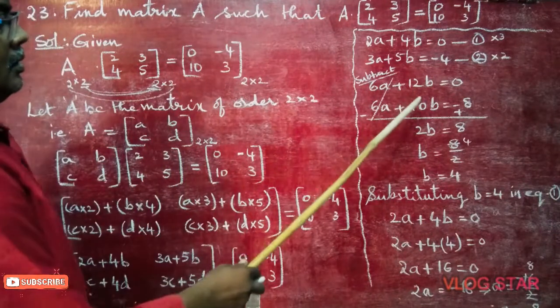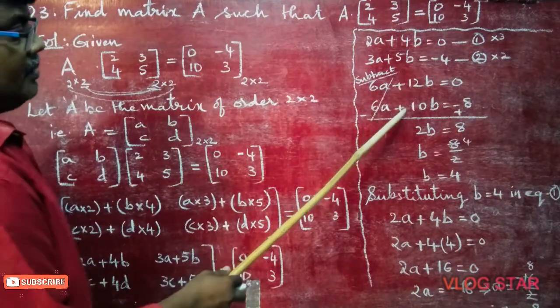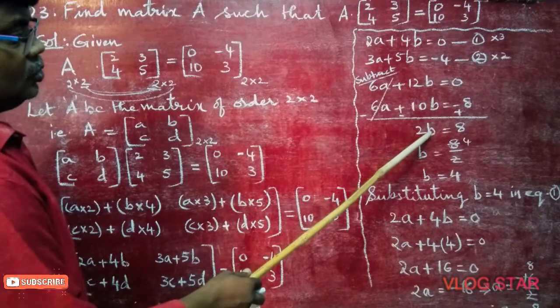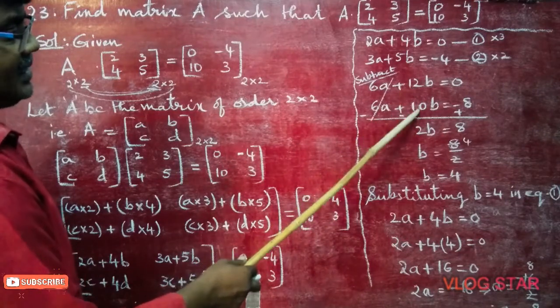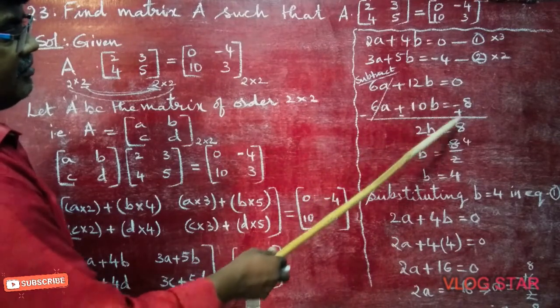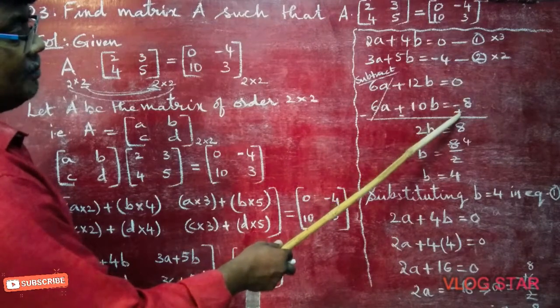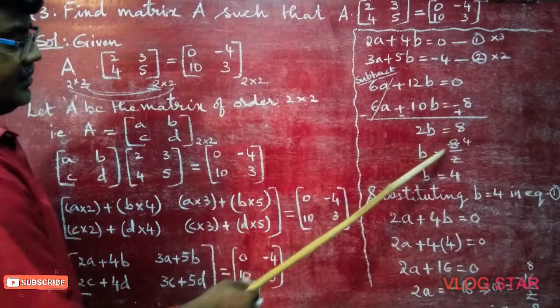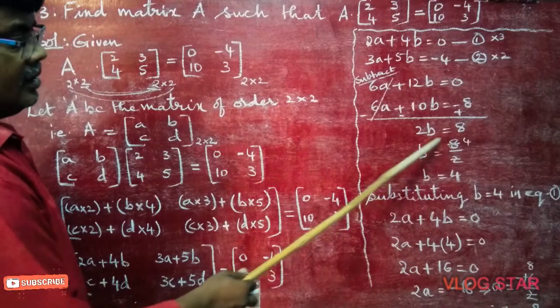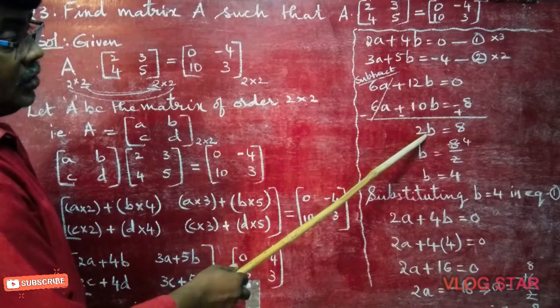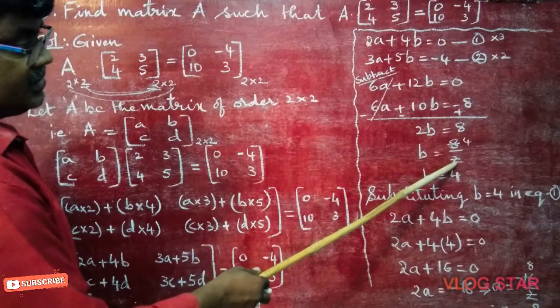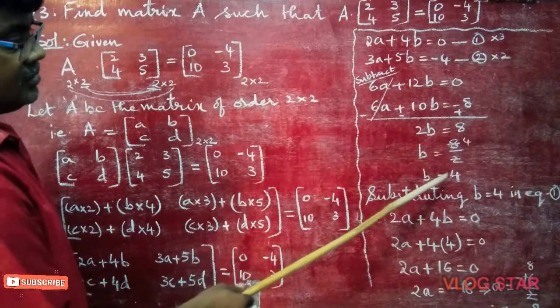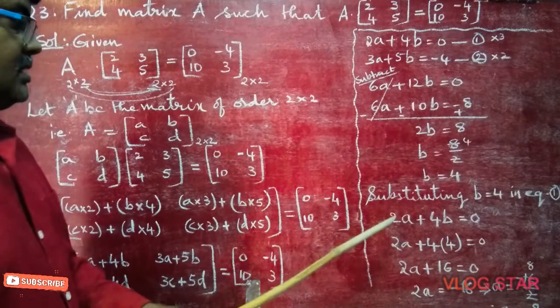Next, plus 12b minus 10b, we will get 2b. From 12 minus 10 is 2. 2b is equal to, not minus 8, plus 8, because the sign changes. b is equal to 8 by 2, and in 2b, multiplication becomes division. 2 goes in 8 4 times. So b is equal to 4.